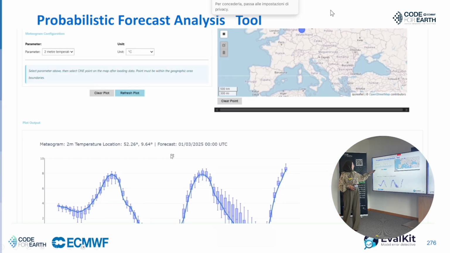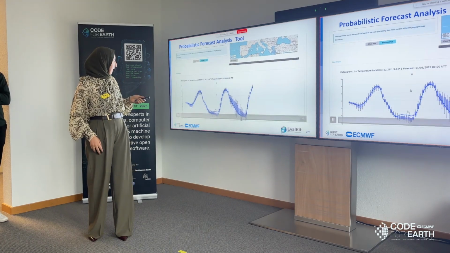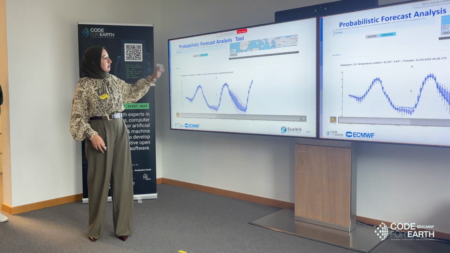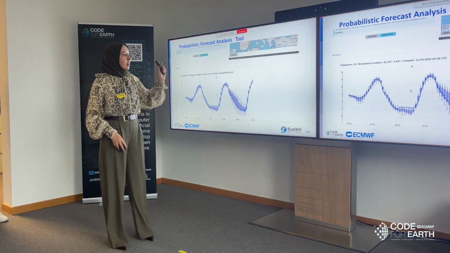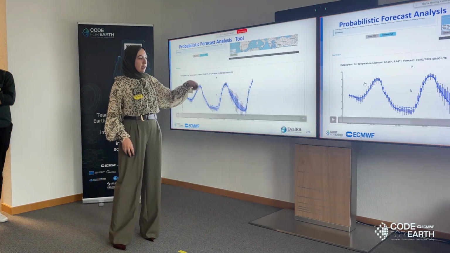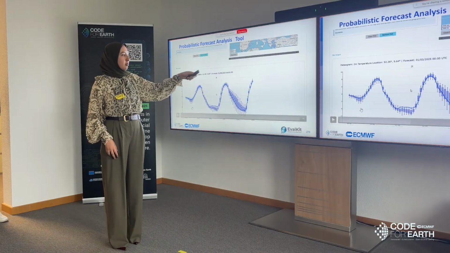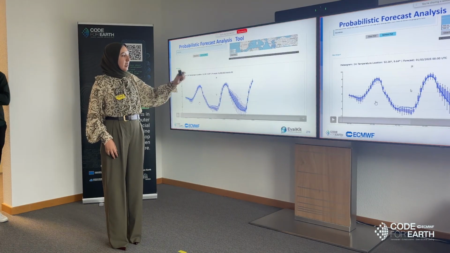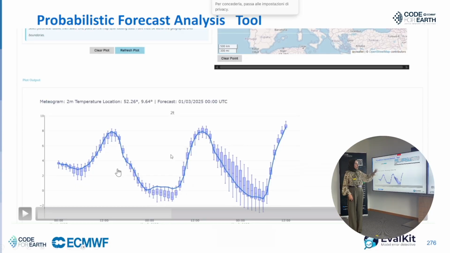So here we have the map, and when we click on the map, we automatically get the plot. Here we have a histogram, which is like a time series evolution of ensemble forecasts for each time step. And in each time step, we have the box plot with the quantiles and the median.